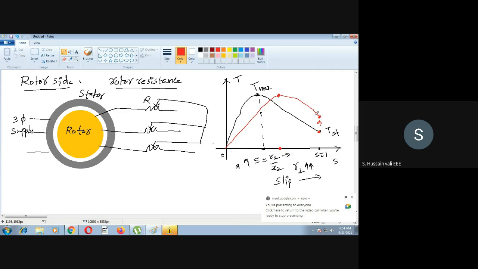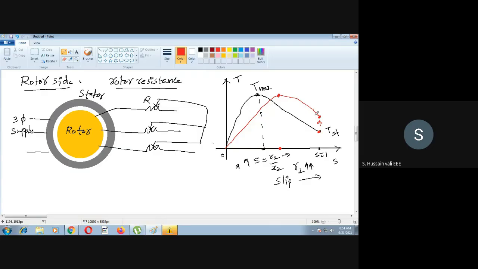So what exactly you are controlling here? You are controlling the induction motor characteristics by changing the rotor resistance. There's a logic here. I hope you got all these things already. Not a big thing to understand.